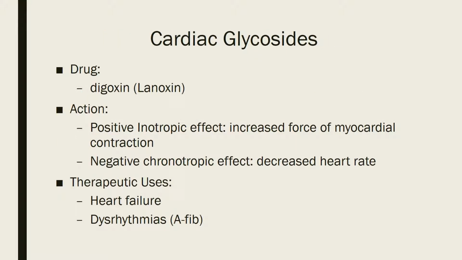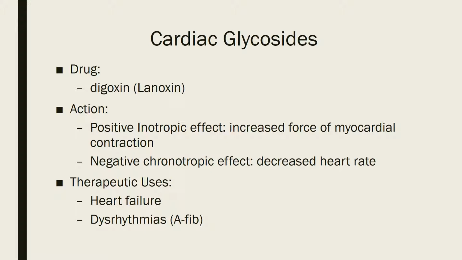Okay, so the first drug that we're going to talk about is cardiac glycosides. The only drug under this section that we're going to talk about is digoxin or Lanoxin. It has both a positive inotropic and a negative chronotropic effect. The positive inotropic effect is going to increase the force of myocardial contraction.